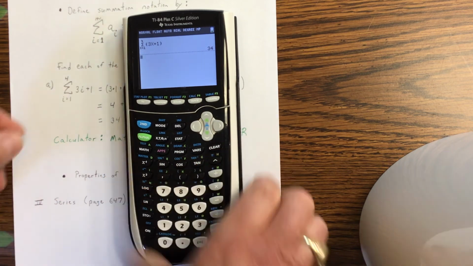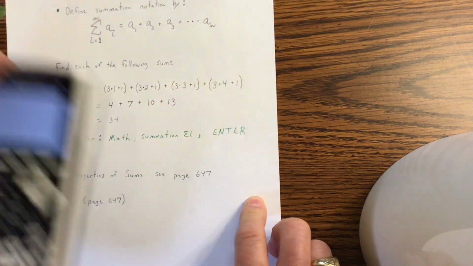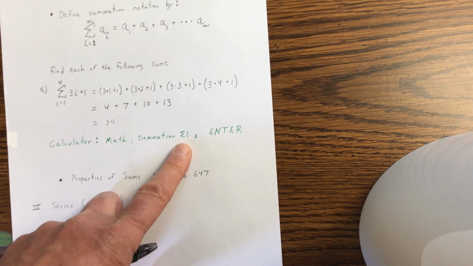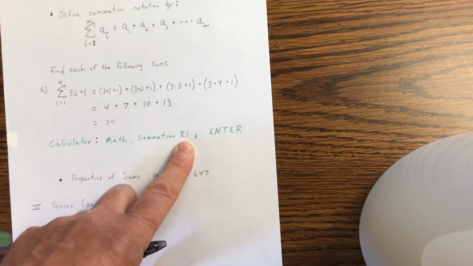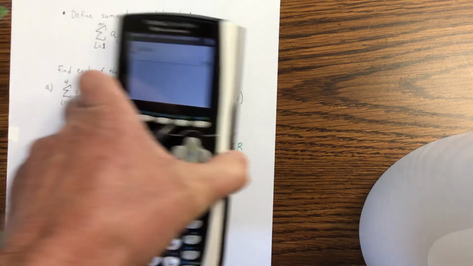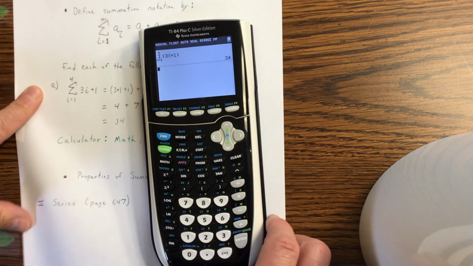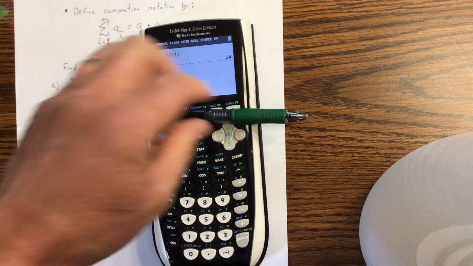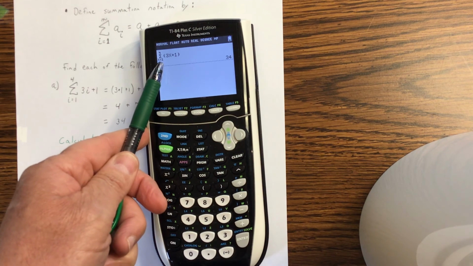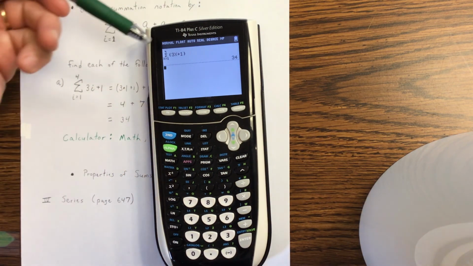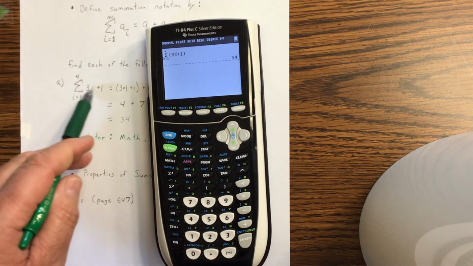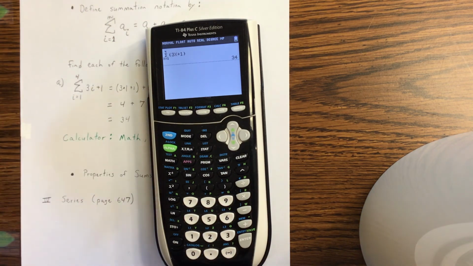So again, if you want to use your graphing calculator, just remember, hit the math button, find this symbol right here, plug in X for the variable, and down here, what term you're starting off with. We're starting off with the first term, and what term are we ending up with? Well, in this case, it's 4. Plug in your appropriate equation.